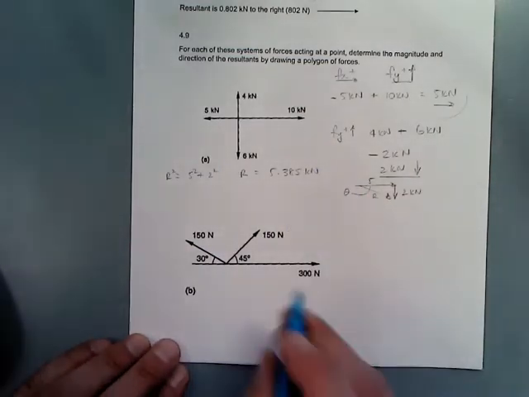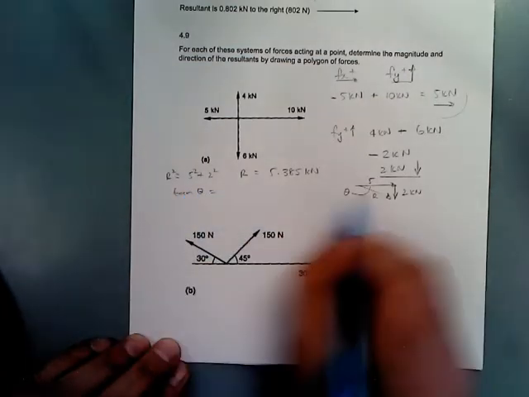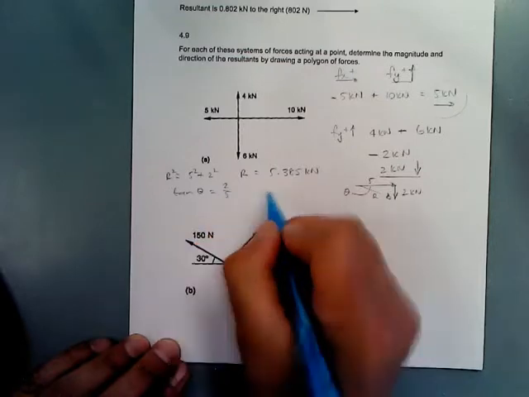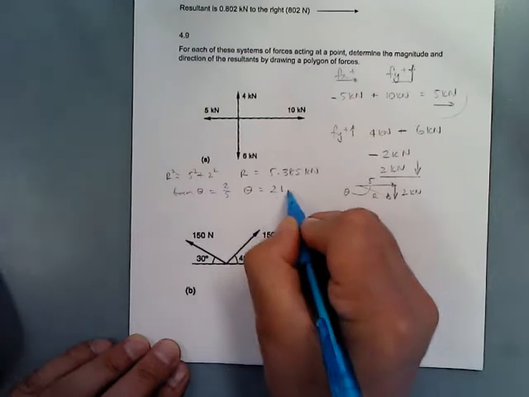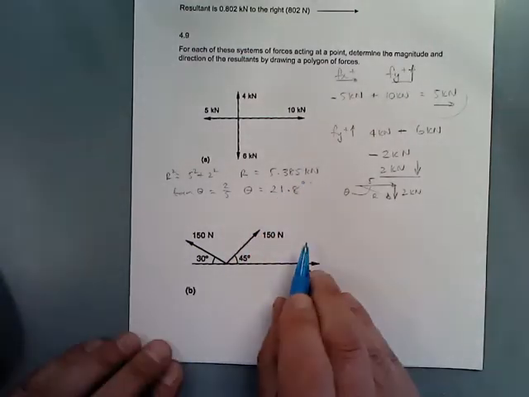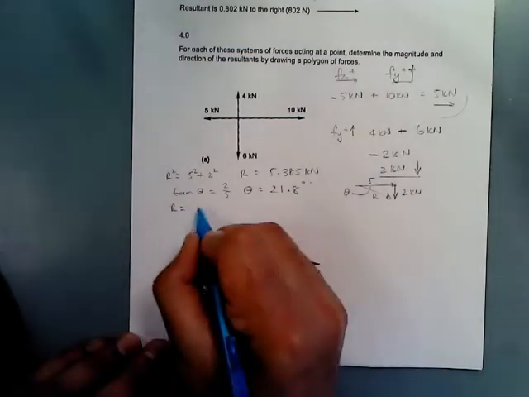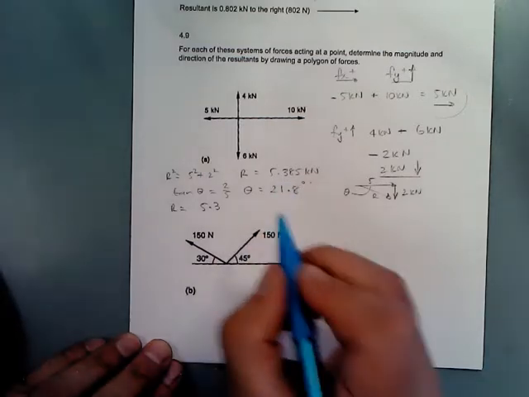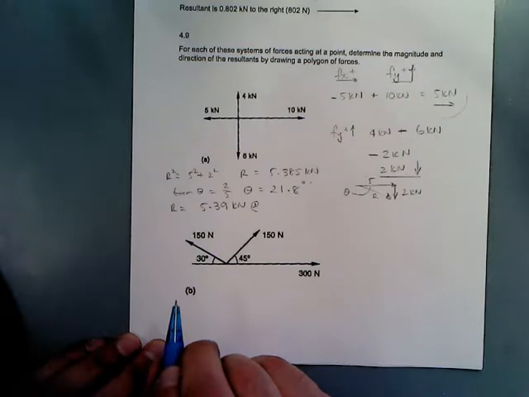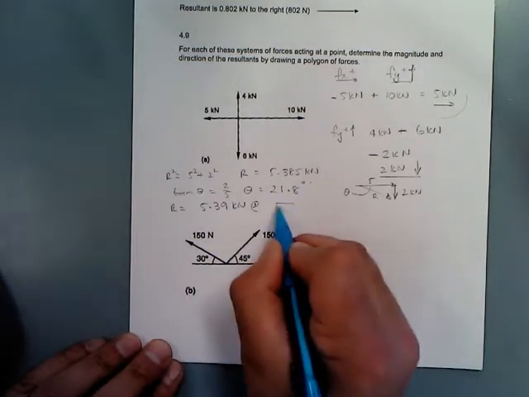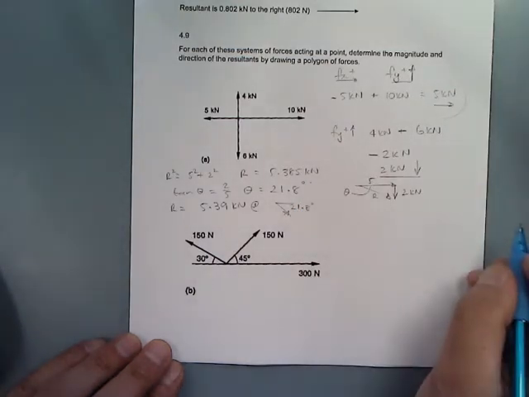The angle simply is tan theta equals 2 divided by 5. So the angle is 21.8 degrees. So the resultant force is 5.39 kilonewtons at an angle of 21.8 degrees below the horizontal.